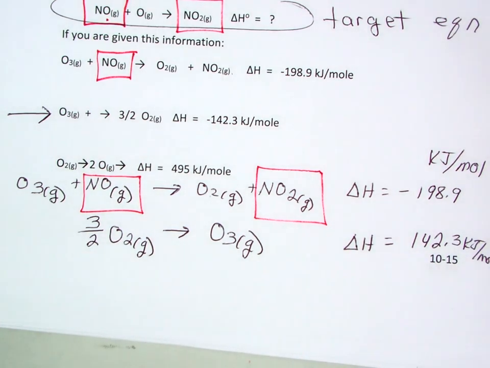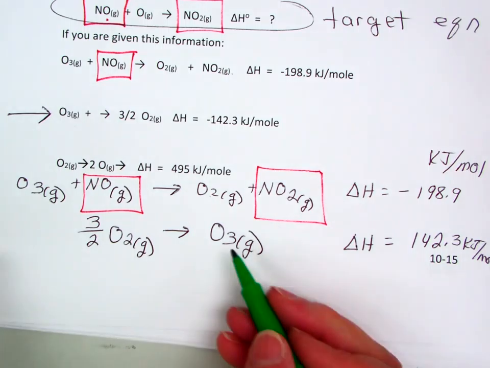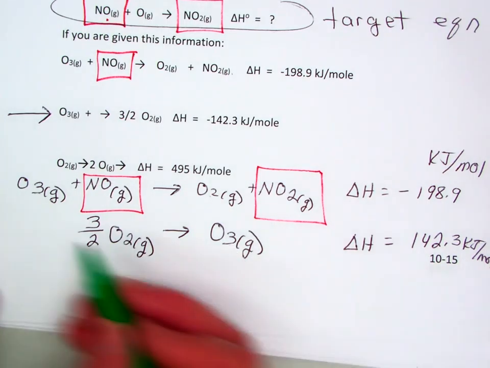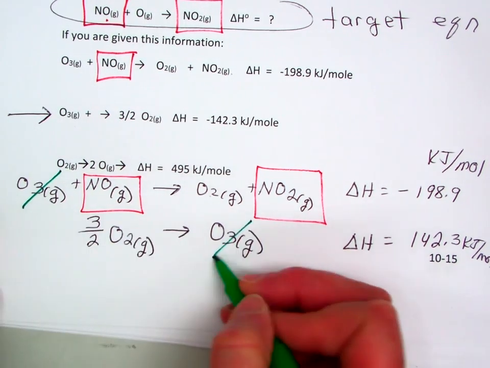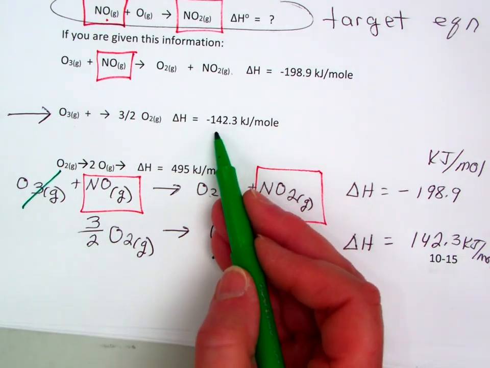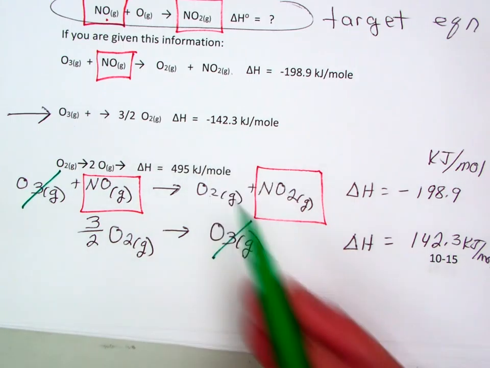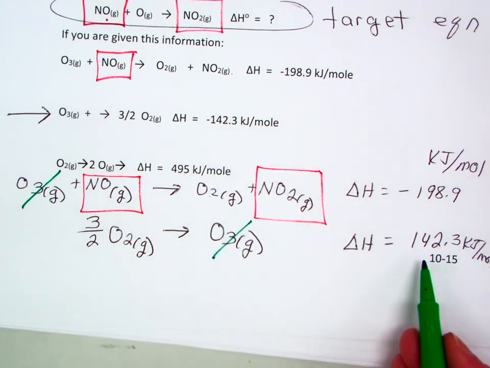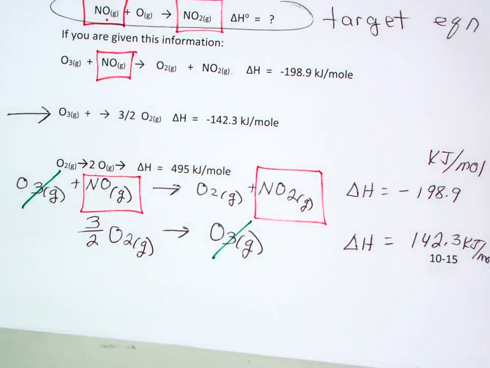So when I look at what I've done here, I now have 1 mole of ozone on the right and 1 on the left. So I can cancel 1 mole of ozone. No, it was negative 142, and I turned it around, so now it's positive 142, because I reversed the equation. Okay, if I had used it as written, it would be negative.